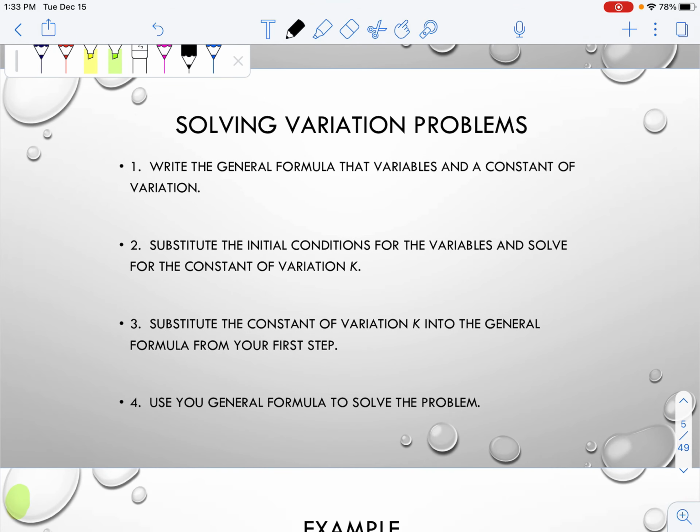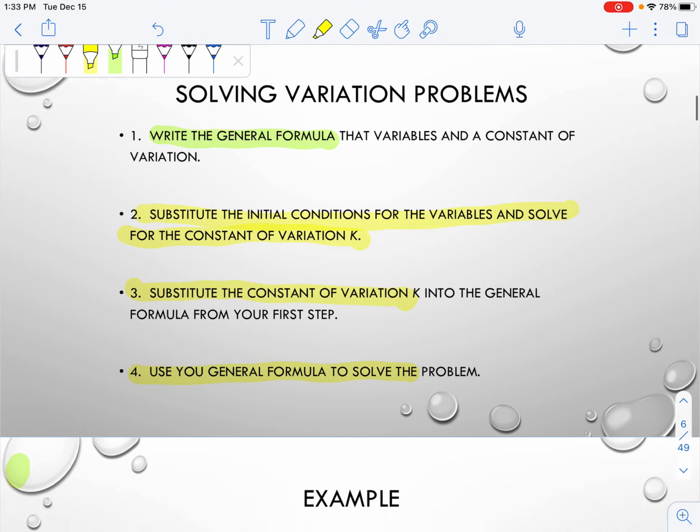The rule of thumb when solving these is you're going to be given information in the problem. You're not going to be given K, your constant of variation. You're going to be given your other variables, so you plug in your other conditions. The first step is write the general formula. Then you plug in what you know to solve for what you don't, which is going to be K. Then you plug K back in, and plug in what you know to solve for what you don't.